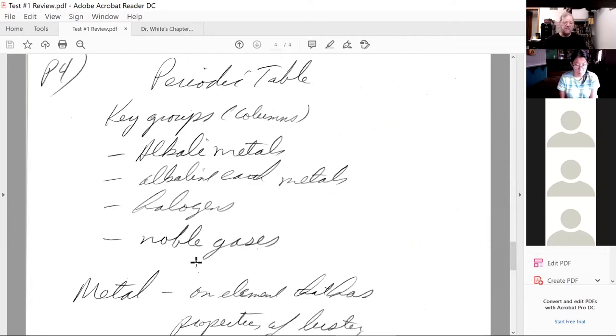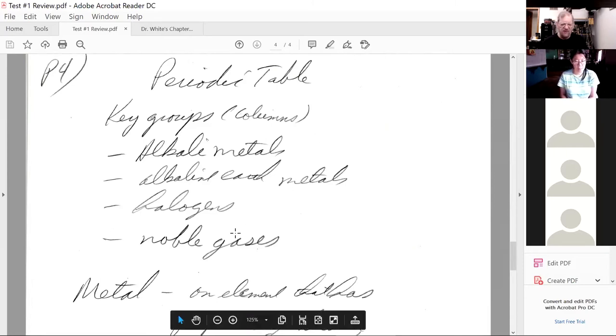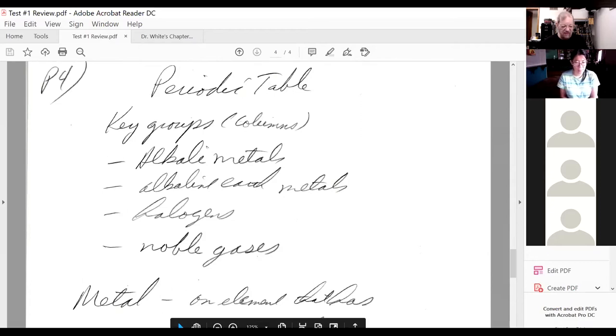Next, I talked about the periodic table. I talked about key groups in there: the alkali metals, the alkaline earth metals, the halogens and noble gases. And hang in there while I open my periodic table.